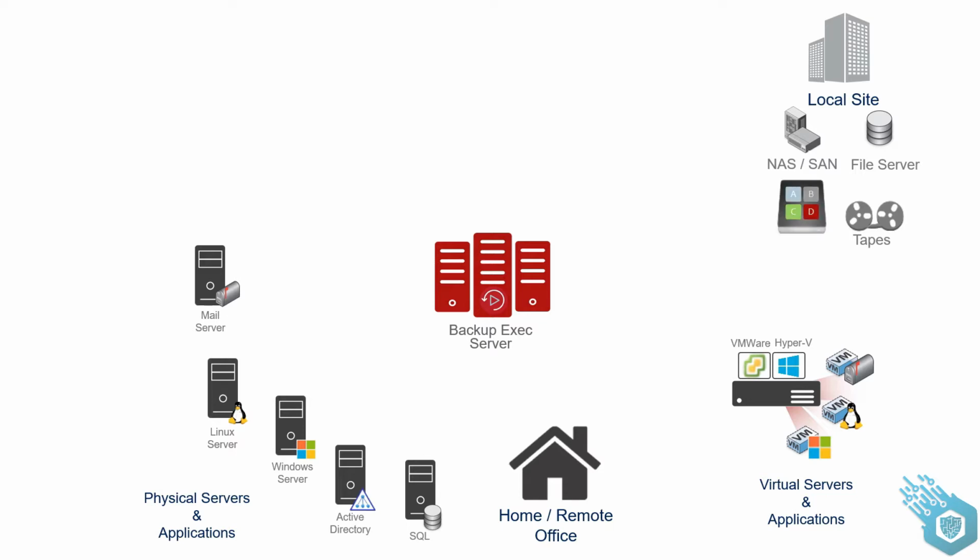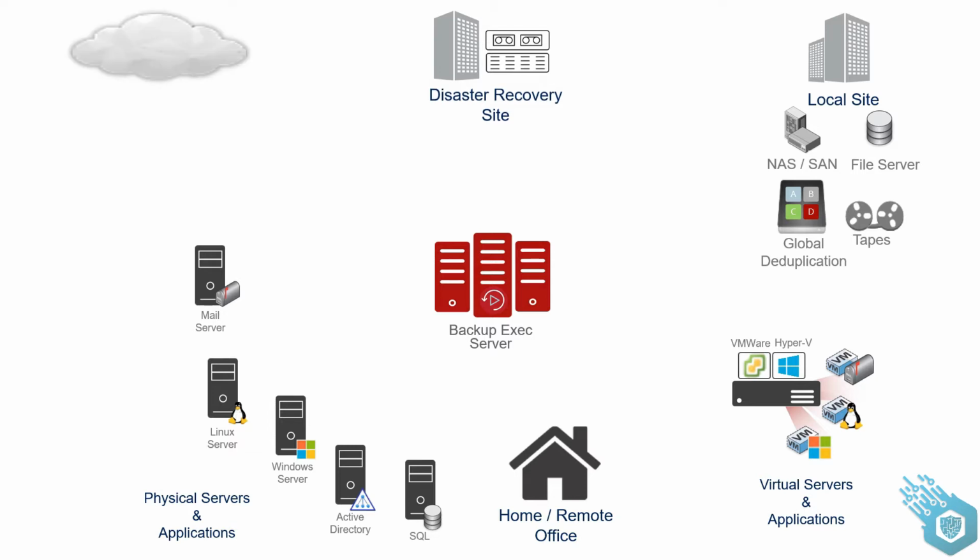Another option we have is global deduplication. We'll cover deduplication and its technology in a later video. Another option is to connect your Backup Exec server directly to your disaster recovery site if you have one. Like I said before, you can either back up directly to your DR site or back up to your local site first and back up from there to the DR site. Another option, again as a first backup or as a secondary backup, is to back up to cloud. Backup Exec can connect to any public cloud that supports S3, such as AWS, and of course there's also a native connector for Azure.